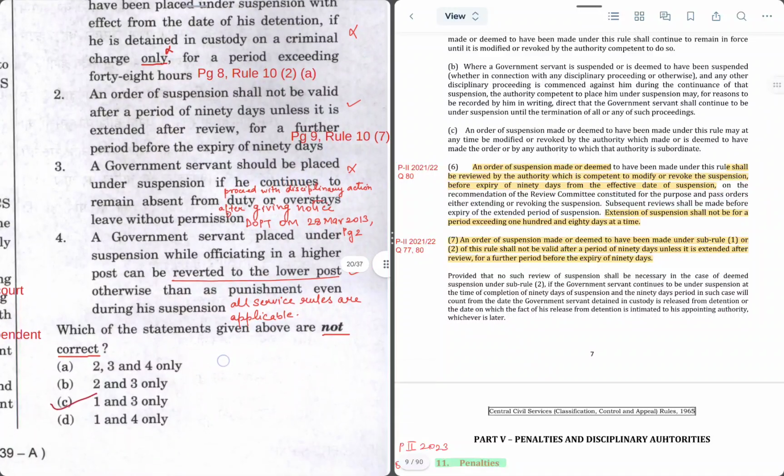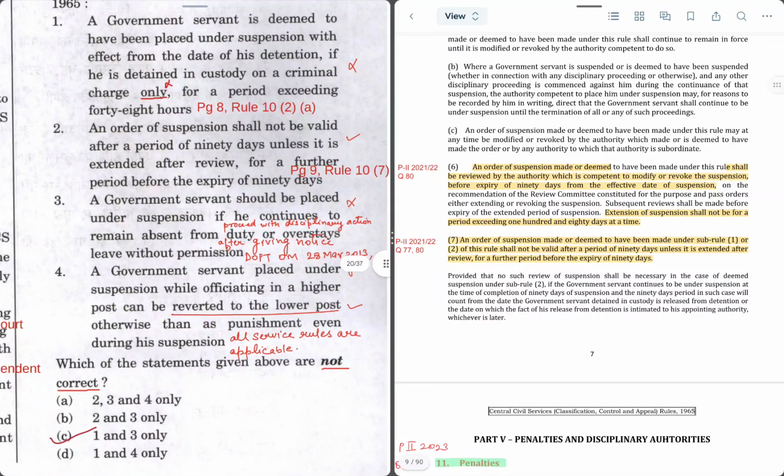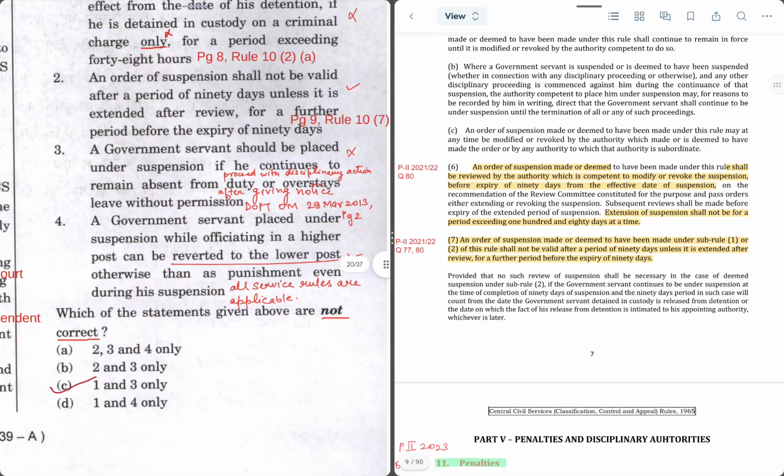Now let's try to solve this question with only two statements. If statement 1 is incorrect and statement 2 is correct, then this cannot be the right answer, but still we are left with two options. So UPSC wants us to go further in this question.